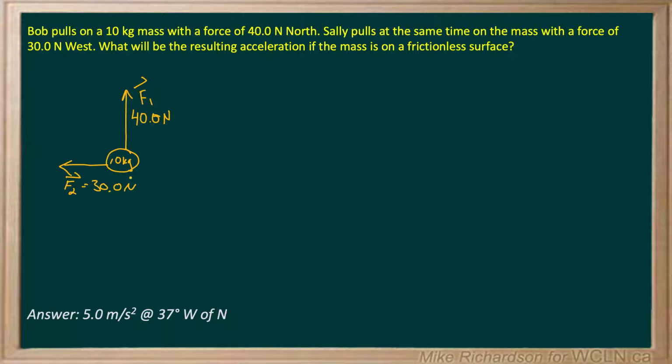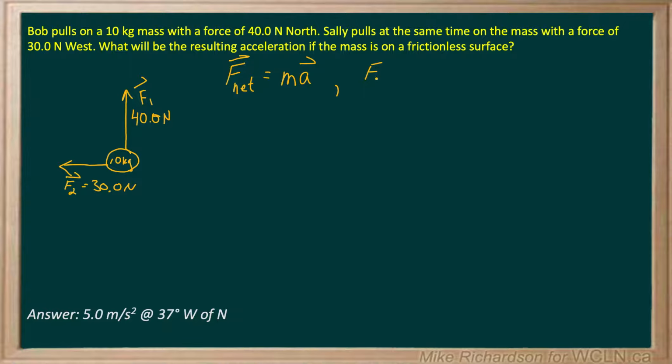Now the question asks, what is the resultant acceleration if that mass is pulled on by those two forces? Well, we know Newton's second law says that if we can figure out the net force, which is the overall combined unbalanced force, then we can determine the acceleration. As long as we have the mass and the net force, we can get A. So how do we get the net force?